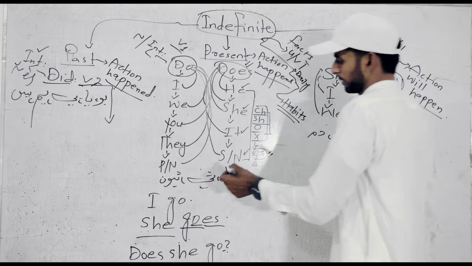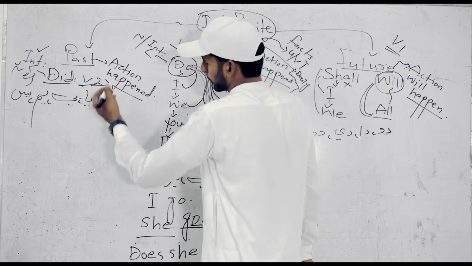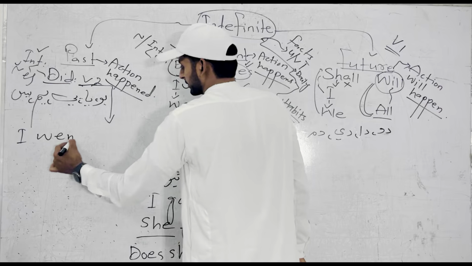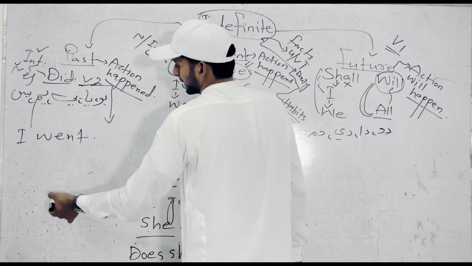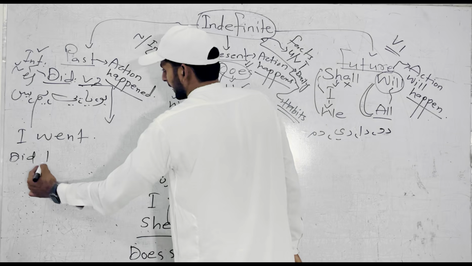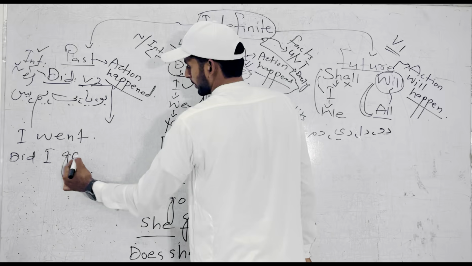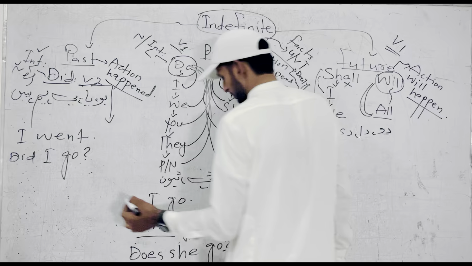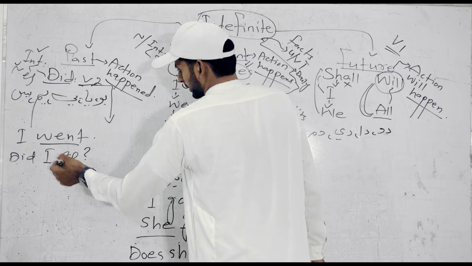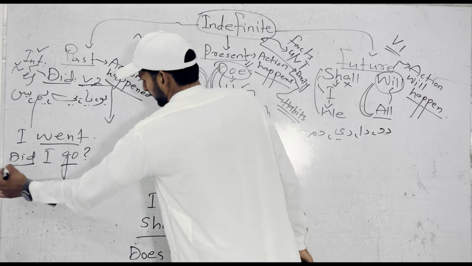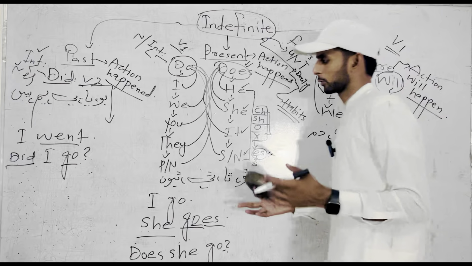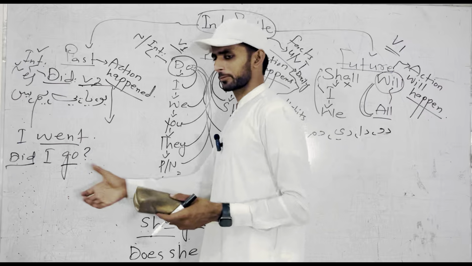Likewise, when we talk about past indefinite tense, I went. But when we make it an interrogative sentence, we will say did I? Now, did I go? In place of went, we have to put what? The first form of verb, because we have used did. When we use did, that time we have to use the first form of verb, not the second form of verb.